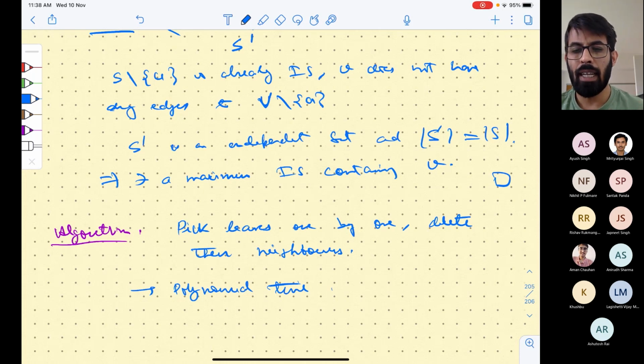The fine point is that the graph might not remain connected after deleting its neighbor, but that's fine. You can just generalize this for forests. And so on. Still, you can just pick the leaves.